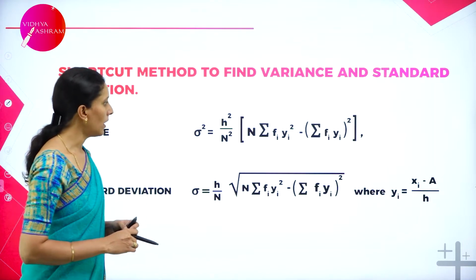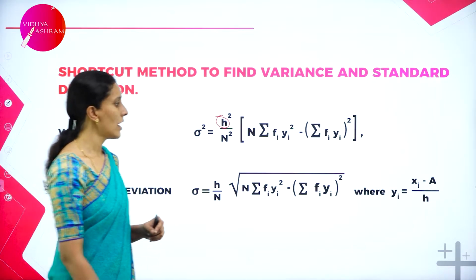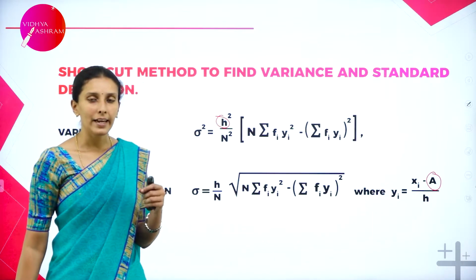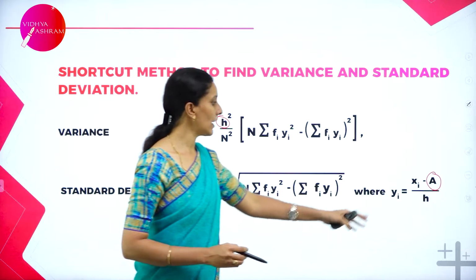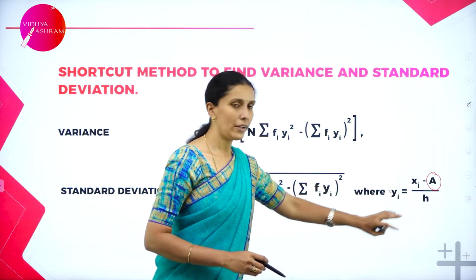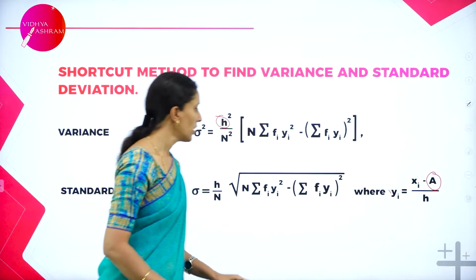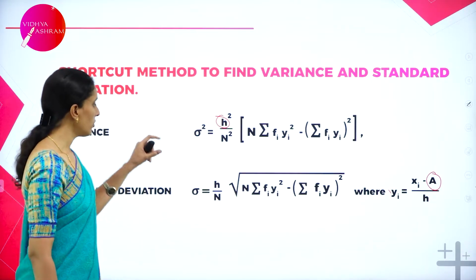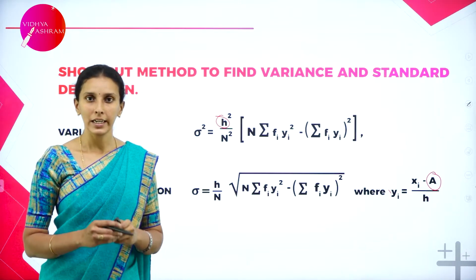In this formula, h represents the size of the class interval and a represents the assumed mean. We will take any one of the observations as an assumed mean. We will calculate yi by h. For each observation we will calculate the deviation and divide by h. So here yi represents the deviation. Using that formula, we can calculate the variance and standard deviation.